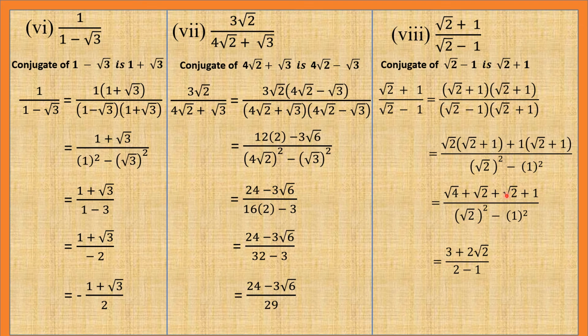Then 1 plus 1 gives us 2 root of 2. Square goes with square root, leaving 2. 1 squared is 1. So simplify. The 2 minus 1 gives us 1. And we said any term dividing by 1 is the same term. So that gives us 3 plus 2 root of 2.